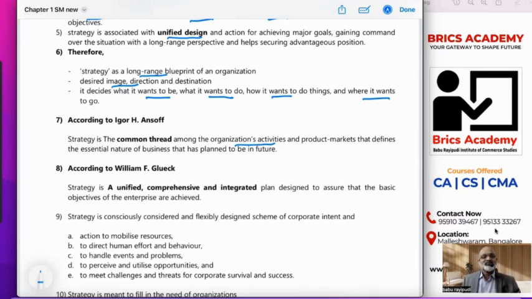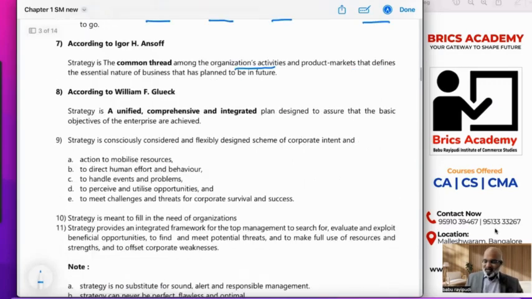Remember. All right. Now, 9th point you see. Strategy is a consciously considered and flexibly designed scheme of corporate intent. Intent means corporate desire. So strategy includes your action to mobilize resources. Strategy includes direction. Strategy includes how to handle events and problems. Strategy includes how to find opportunities and use them. Strategy includes how to find challenges and face them.